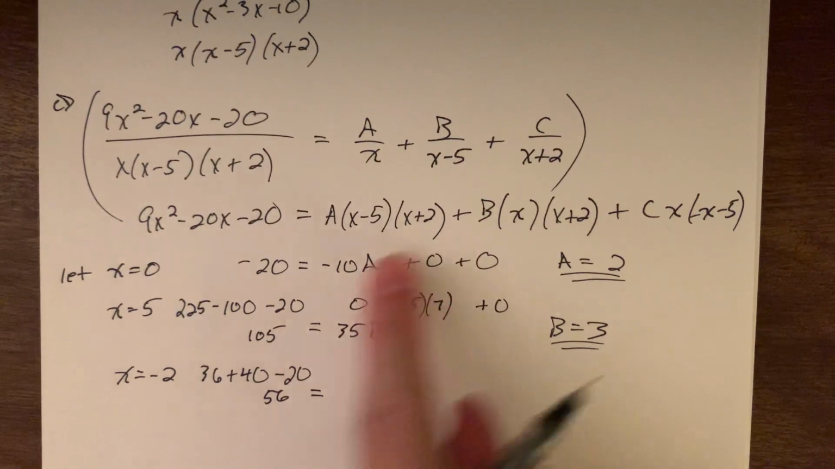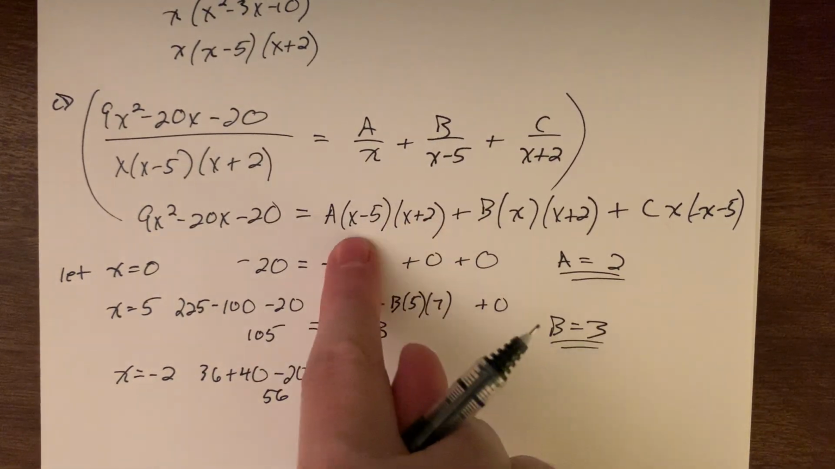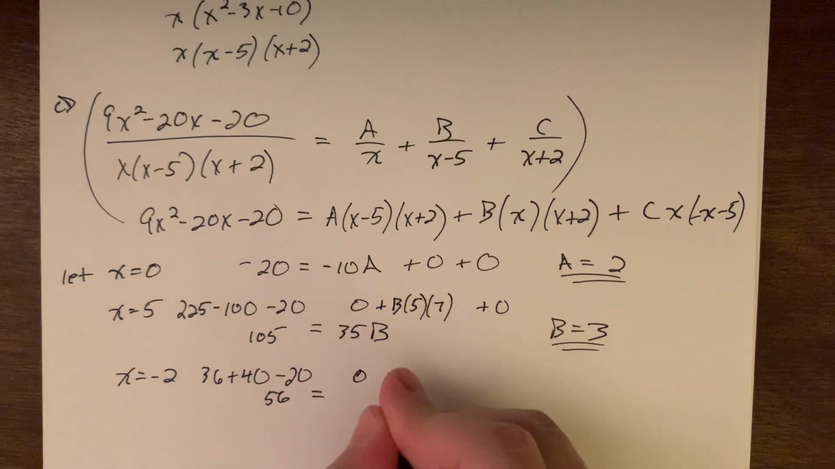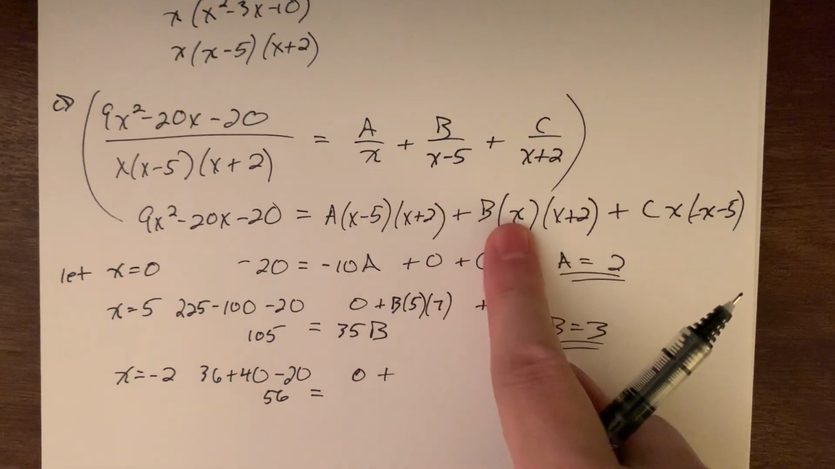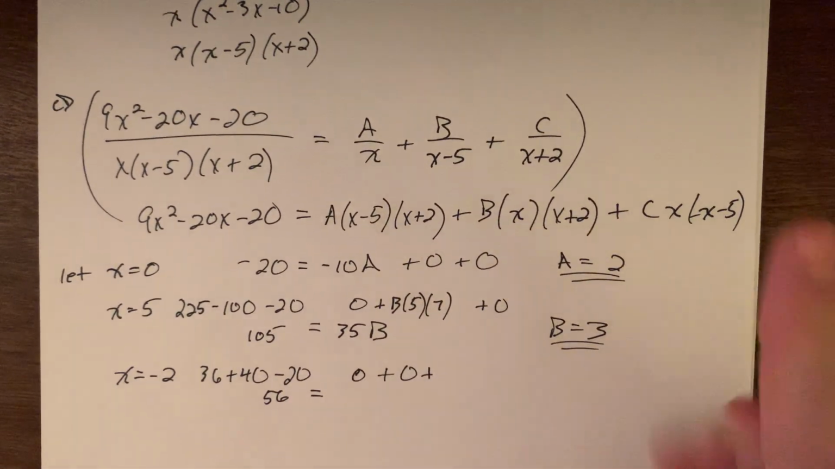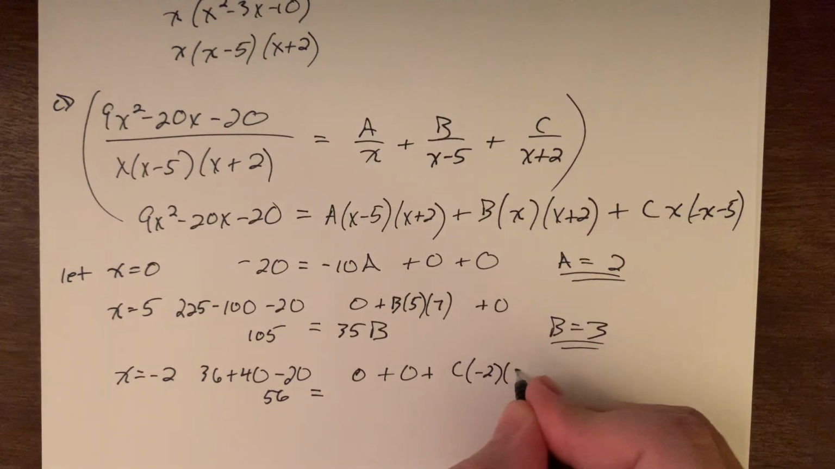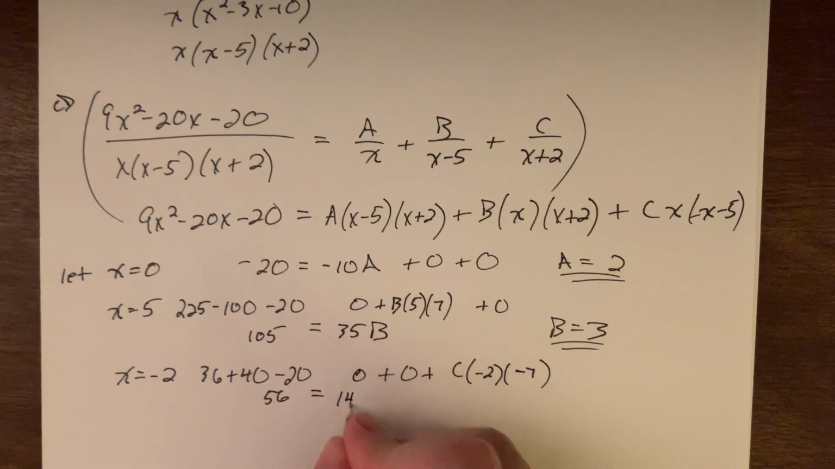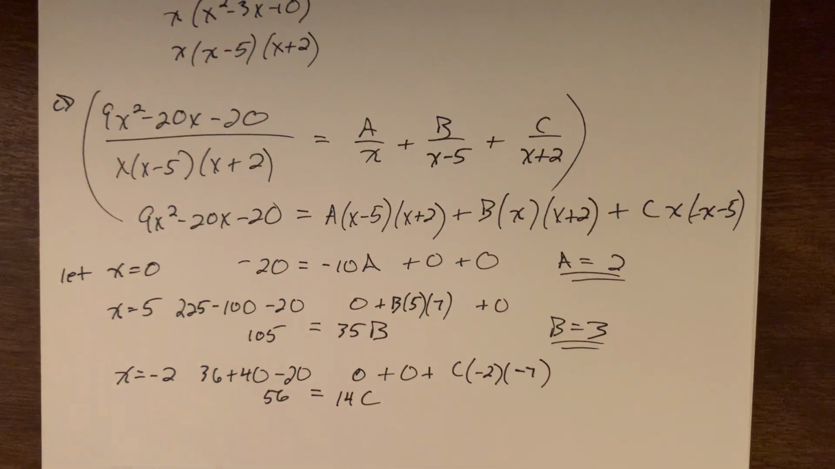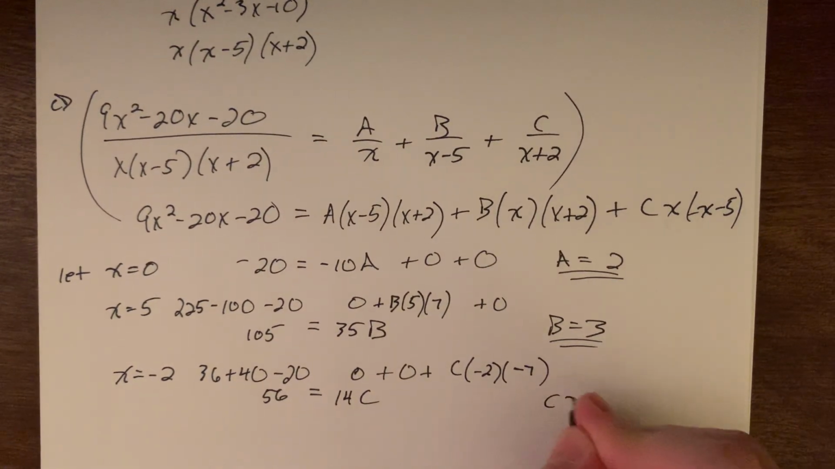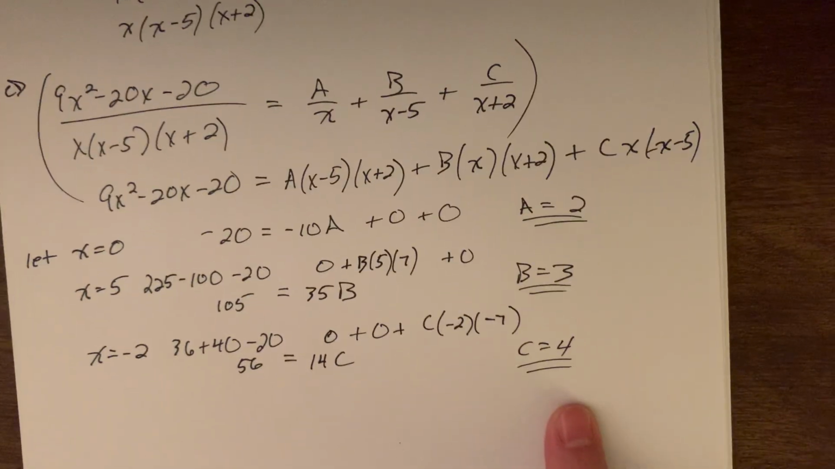On this side, 0 times whatever times A is again 0. B times -2 times 0. And then here, C times -2 times -7. So we get 14C. Finish solving here. C equals 4.